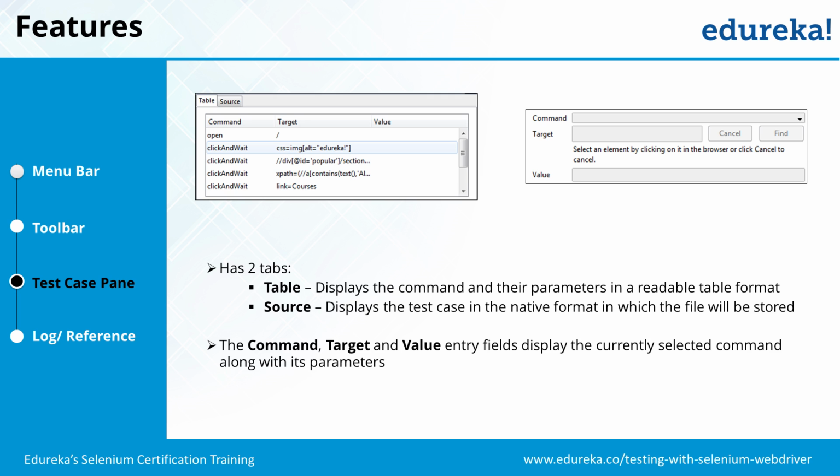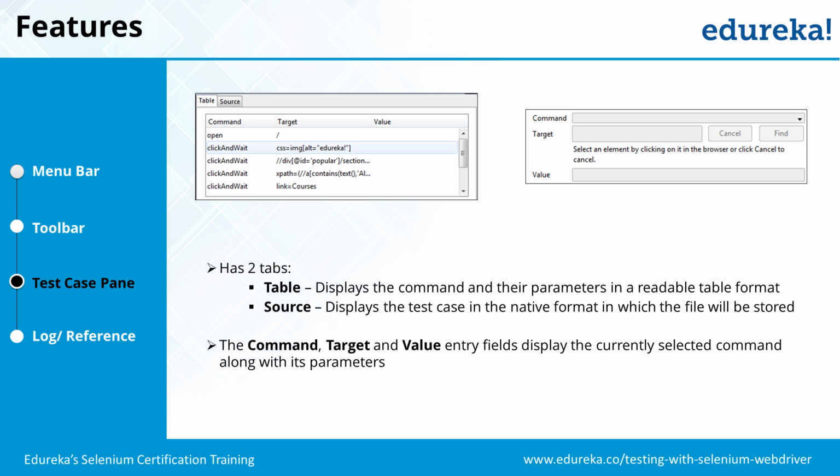One is the command. That means the action that you want to perform. One is the target. That is the element on the screen with which you want to perform the action. And if there is any value that needs to be passed to the target, it will be passed through this field, that is value. The table displays the command and their parameters in a readable tabular format, and the source displays the text in a native format in which the file would be stored. So the source view is basically dealing with the native format.